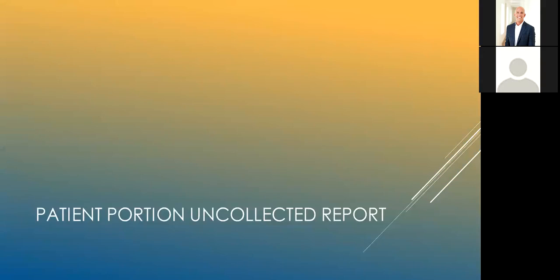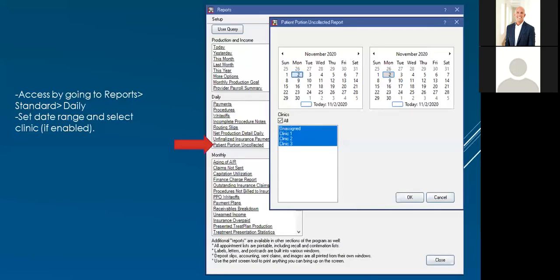Next, we're going to talk about one of my favorite reports, which is a patient portion uncollected report. And this report's really going to show you two different things. But we start by accessing it by going to Reports and Standard in the Daily section. And then you can set the date range that you want to look for uncollected patient portions.